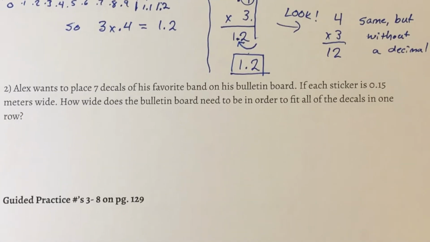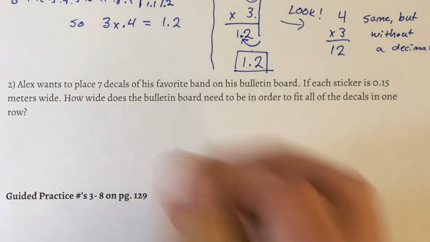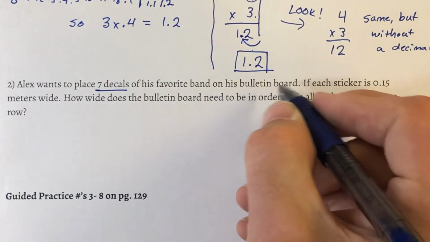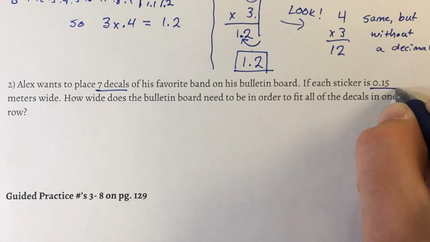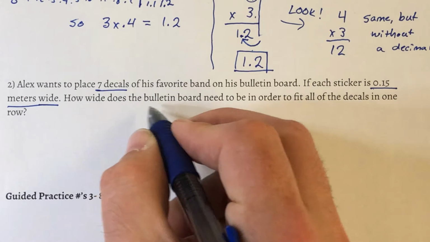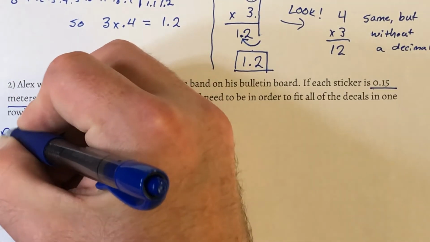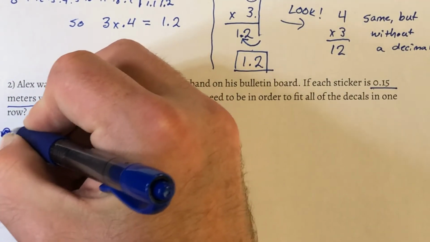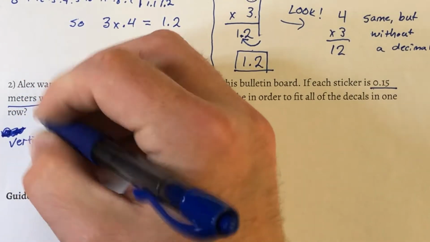All right, example 2. Alex wants to place 7 decals, that would be a sticker, of his favorite band on his bulletin board. If each sticker or decal is 0.15 meters wide, how wide does the bulletin board need to be to fit all of his stickers in one row? So we're going to stick with the vertical method.